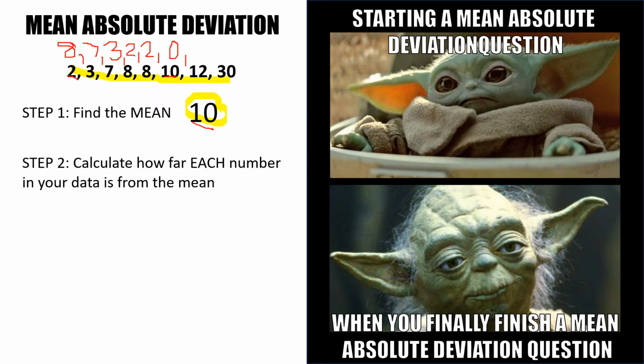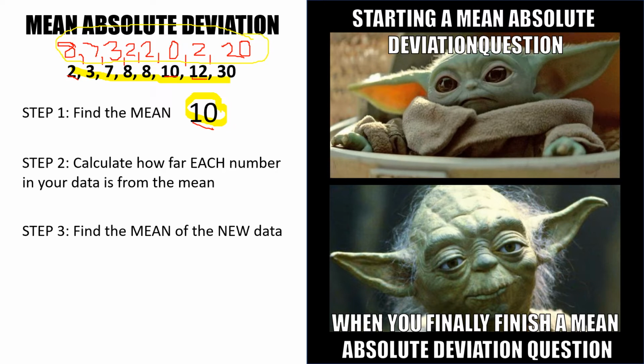Now, moving on, it doesn't matter that these numbers are bigger. 12 is still 2 away. And 30 is 20 away. So now that we've figured out how far each number is, we made that new set of data, and you're going to find a mean for that new list. So essentially, all we're doing is finding the mean again, using this list now. And remember, to find the mean, you just have to add all those numbers together.